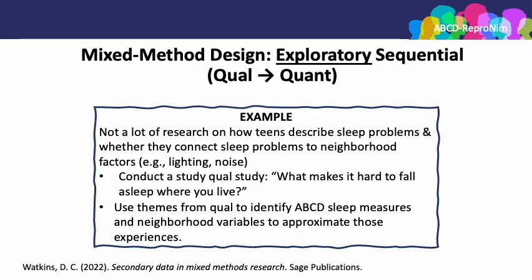Here's a brief example of what that could look like with an ABCD data analysis. For instance, say there's not a lot of research on how teens describe sleep problems and whether they connect their sleep problems to neighborhood factors. Notice this is specific research on how teens themselves describe sleep problems. There's tons of research on sleep and teens, but we're assuming here that maybe there is a literature gap on how teens perceive their own sleep problems. How do they describe their sleep problems? How do they talk about their sleep problems, right?